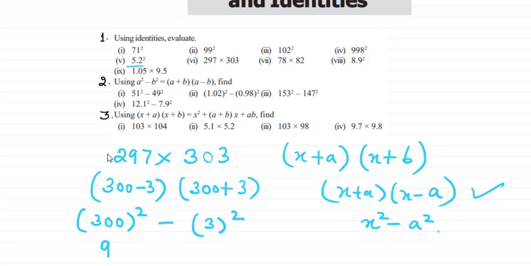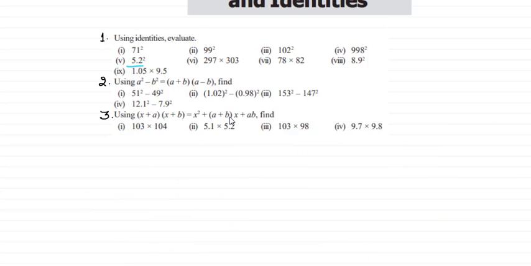300 square will give you 90,000 minus 9. So the answer will be 90,000 minus 9, which gives 89,991. That's the answer. Same way, if you have 78 into 82, that also you can do like that. Here also you can do 80 minus 2 and 80 plus 2, and you'll get the answer.